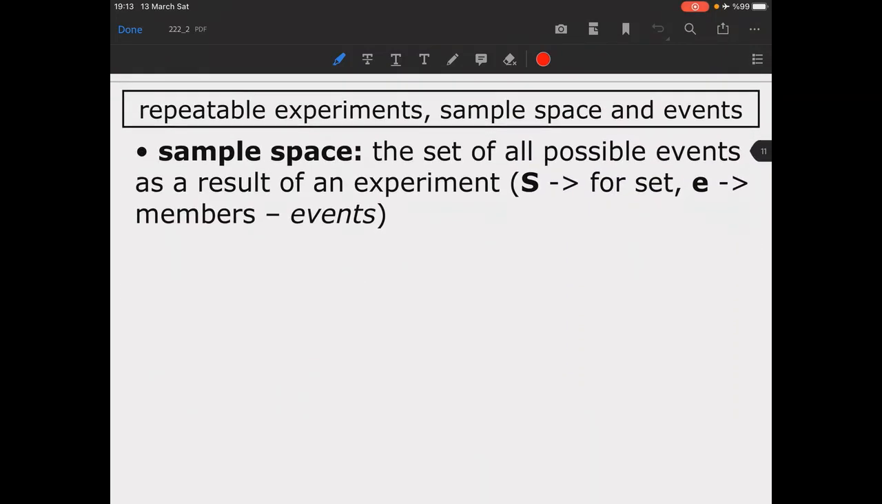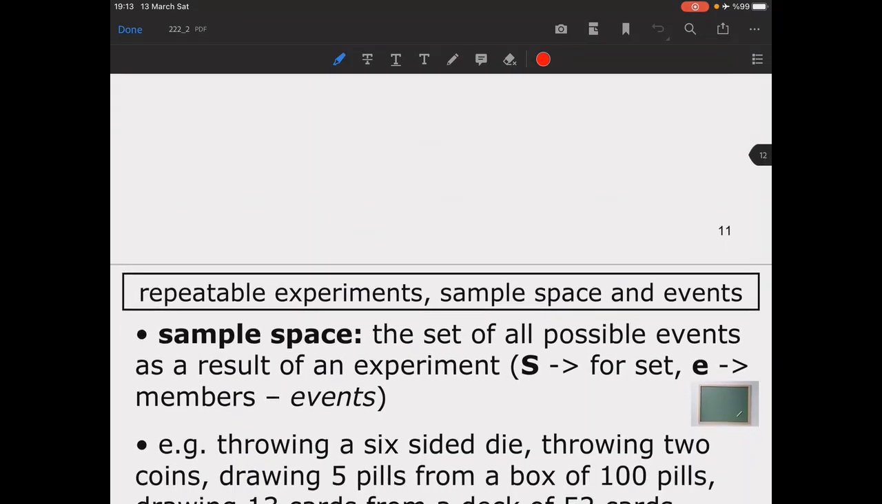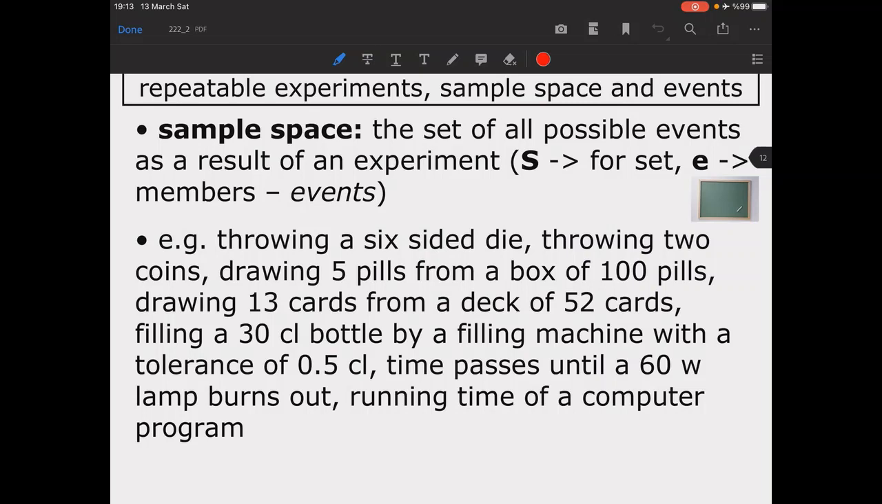So this was the definition of experiments, but what is sample space? The sample space is the set of all possible outcomes of an experiment. We usually denote the sample space with a capital S, like it is a set, and small letter e's are the members of that set. They're called the events.